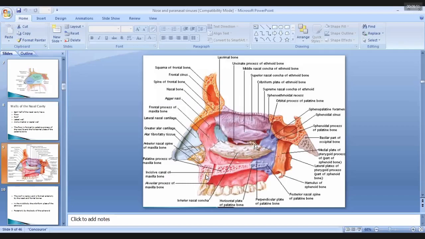This is the nasal cavity in which the septal wall is reflected. This is the lateral wall of the nose, and this one is the floor of the nasal cavity. That is actually the roof of the oral cavity. The floor of the nasal cavity is formed by these two bones, the palatine processes of the maxilla, and this one is the horizontal plate of the palatine bone.